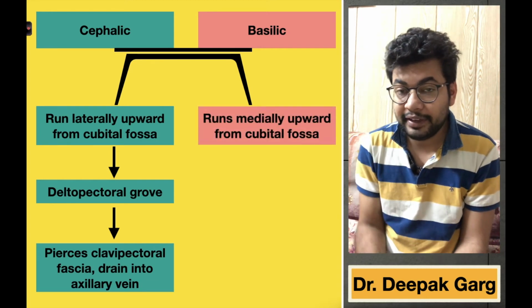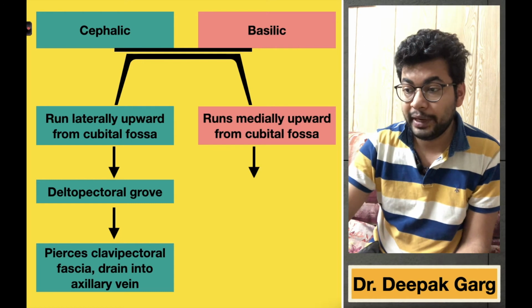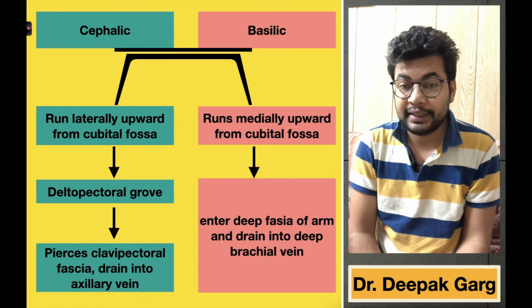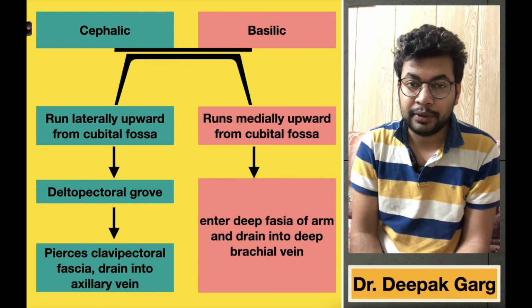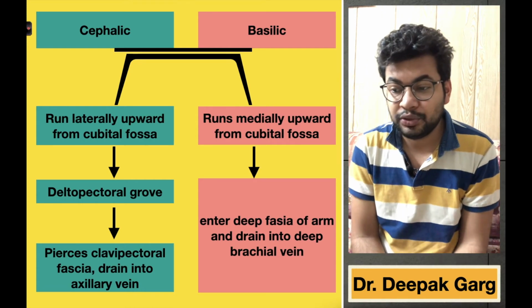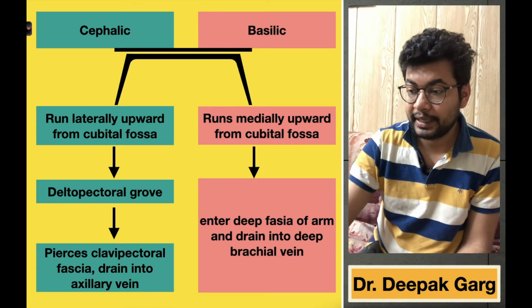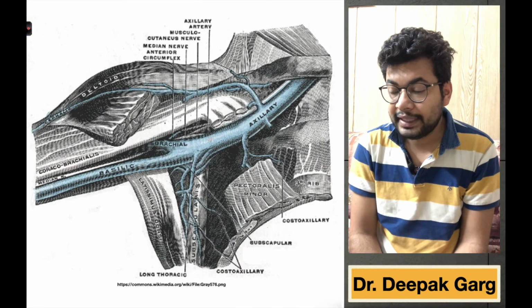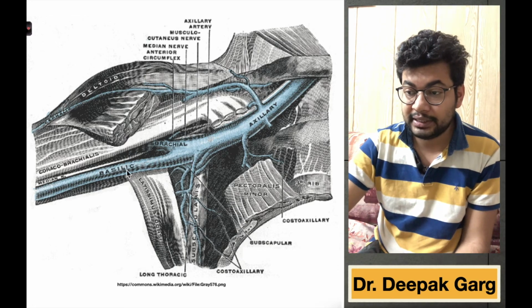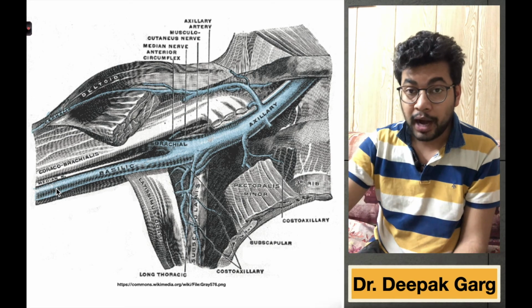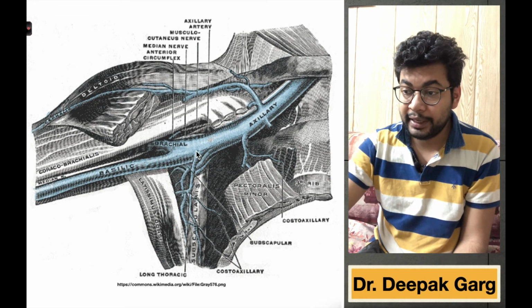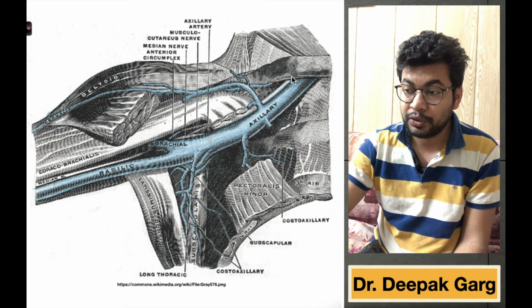Similarly, the basilic vein will run medially upward from the cubital fossa. It will enter the deep fascia of the arm and drain into the brachial vein, then ultimately join the axillary vein. We can see here from the diagram that this is the basilic vein, and it has entered the deep fascia of the arm and is draining into the brachial vein, then ultimately going to the axillary vein.